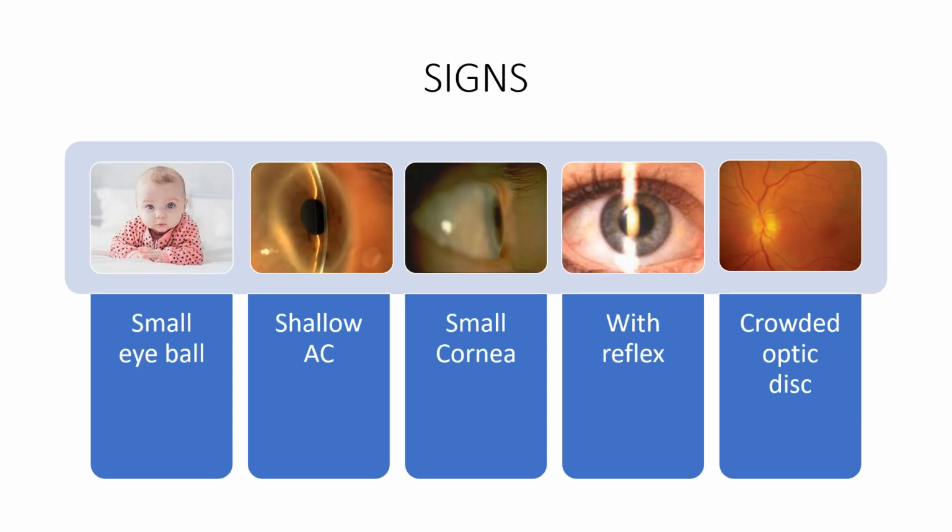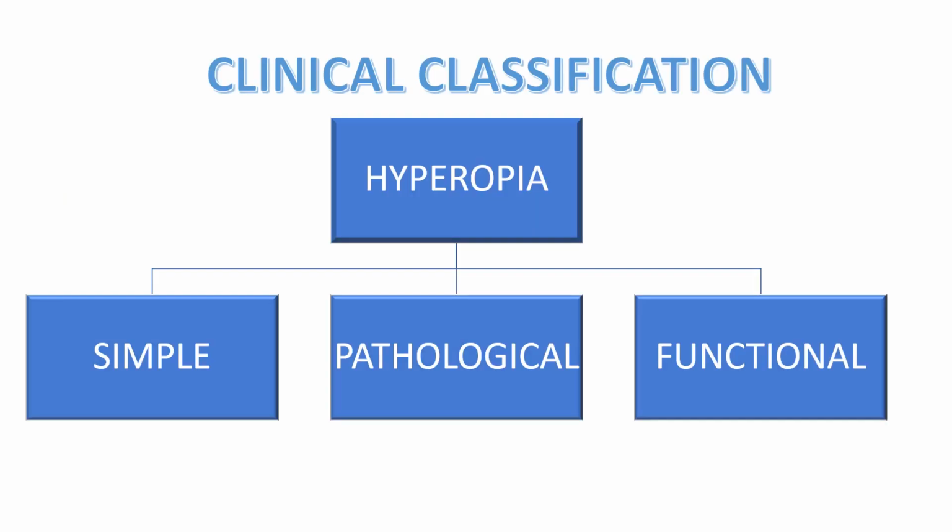The signs of hypermetropia are that the eyeball is usually smaller compared to a normal emmetropic or a myopic eye, and as the eye is crowded, they usually have a shallow anterior chamber. The cornea is flat and smaller, in retinoscopy we usually see a with reflex, and in fundus examination the optic disc is usually smaller with ill-defined margins, which might simulate a papillitis.